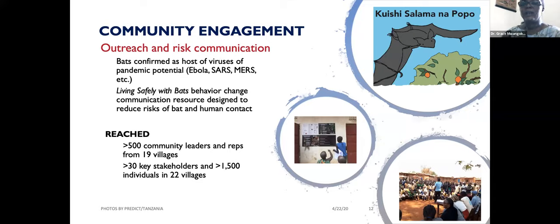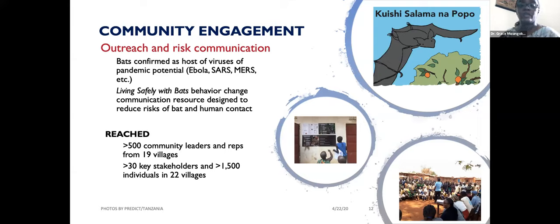So using the same bat book, which was developed by our colleagues at the Predict team, we translated it into Swahili, because during the surveillance we found that many people had contact with these bats, especially in their households, and some of them were eating the bats, some even fresh. They are harvesting bat guano for fertilizer. So when we got these findings, we had to go back and try to educate them.